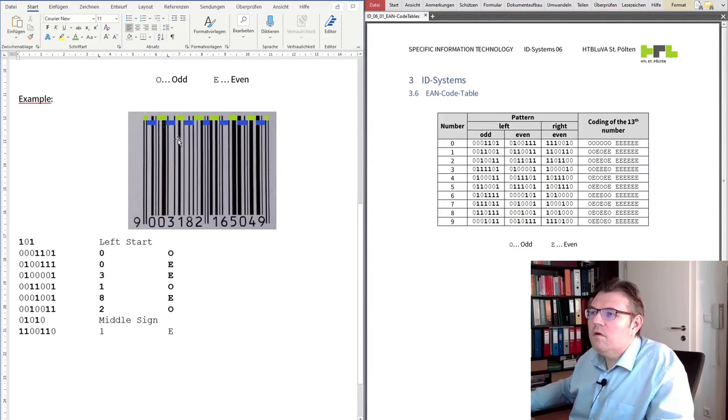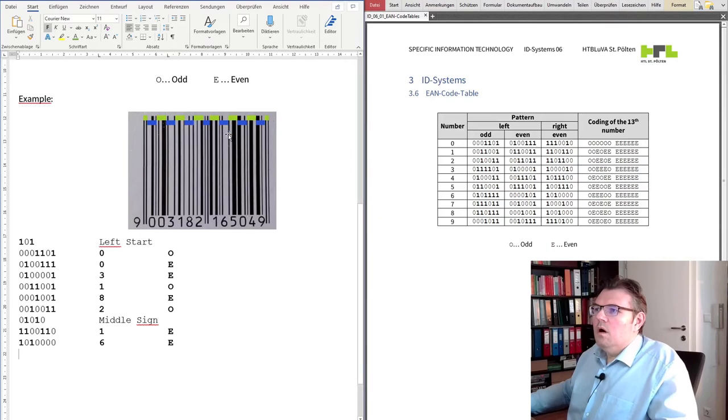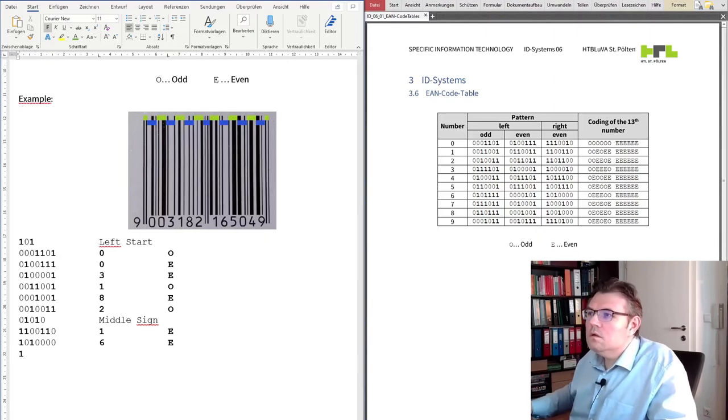And then we have 1 0 1 0 0 0 0. Bold. 1 0 1 0 0 0 0 must be 6. Even, of course. Make this bold. Next one: 1 0 0 1 1 1 0. It must be a 5, and it's even.